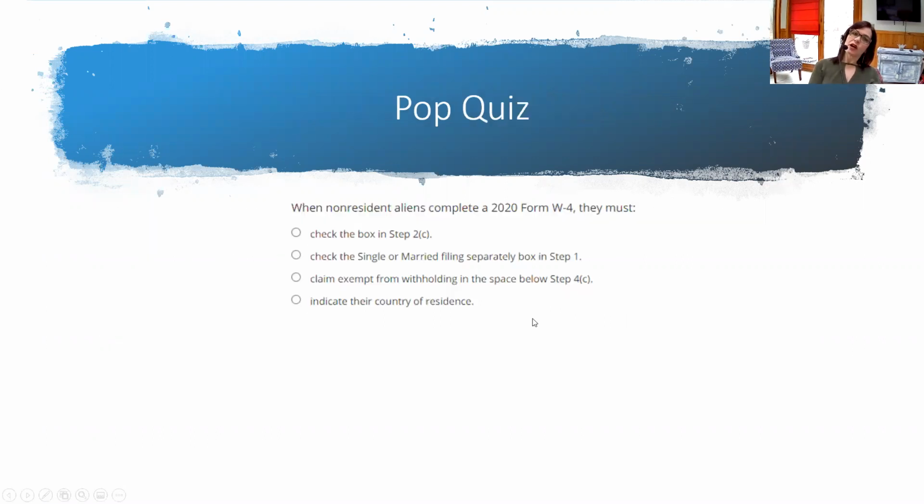Pop quiz. When non-resident aliens complete a 2020 Form W-4, they must do what? Check the box in step 2C, check the single or married filing separate box in step 1, claim exempt from withholding in the space below, or indicate their country of residence?